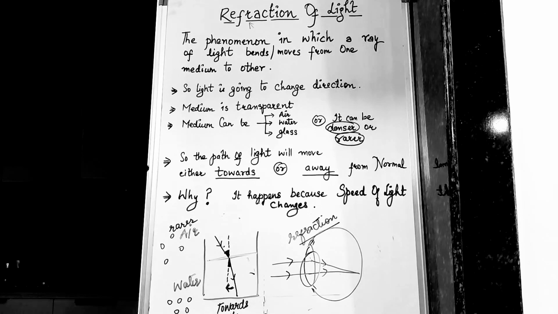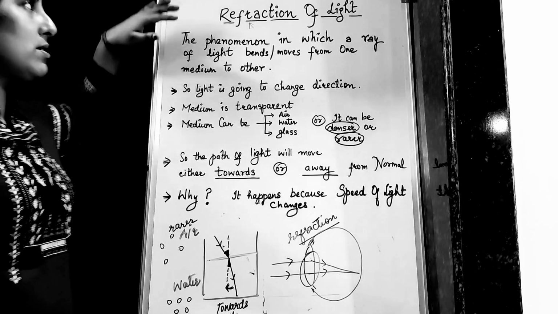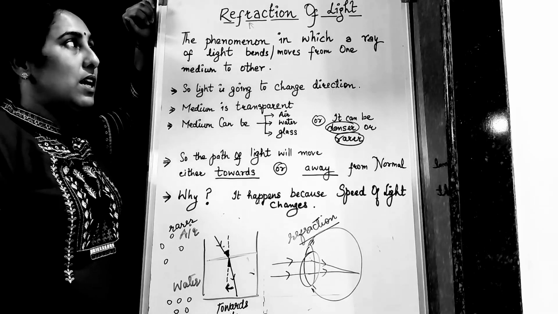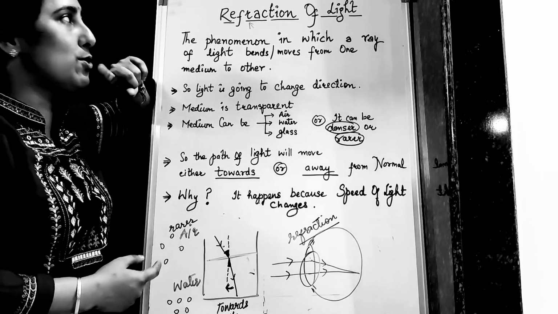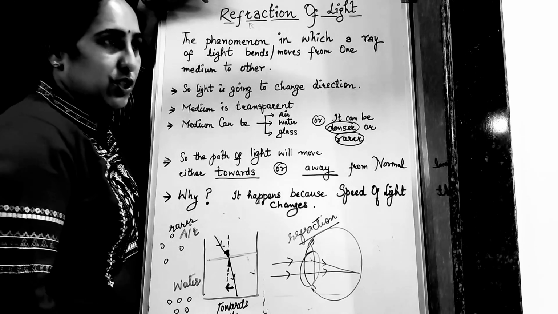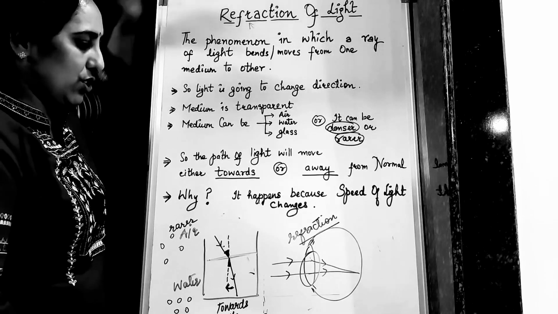So my dear students, welcome back to this class, where we are going to talk about what is refraction of light. The very first thing that you have to keep in mind is the spelling. This is refraction. So R is there, A is there, it is not reflection.